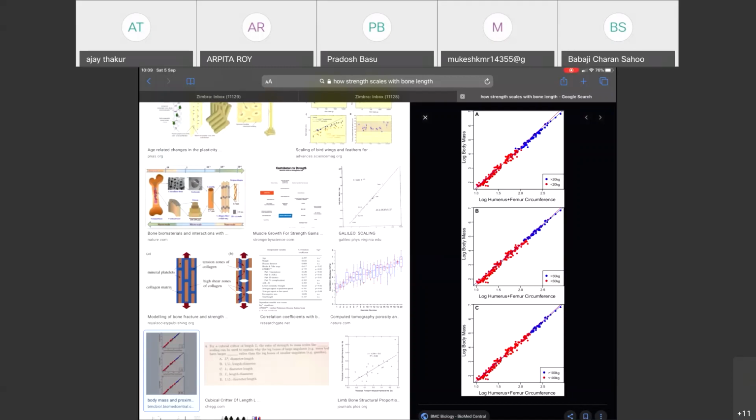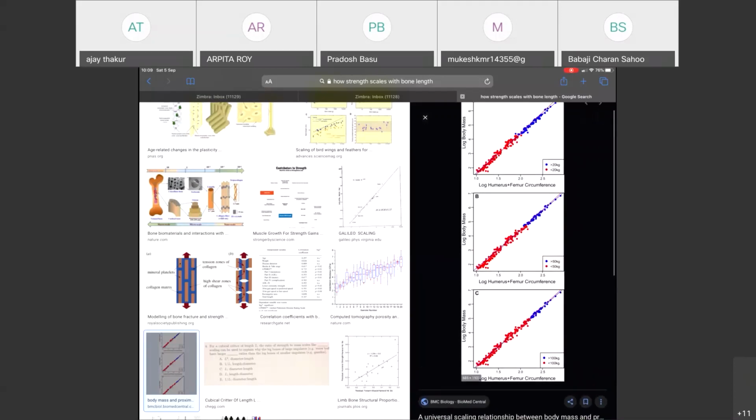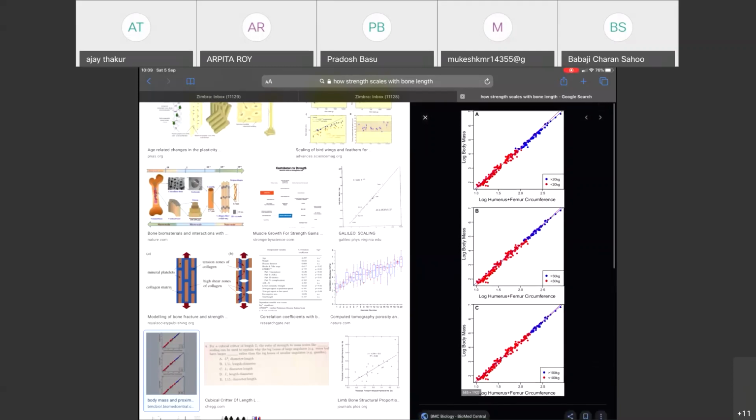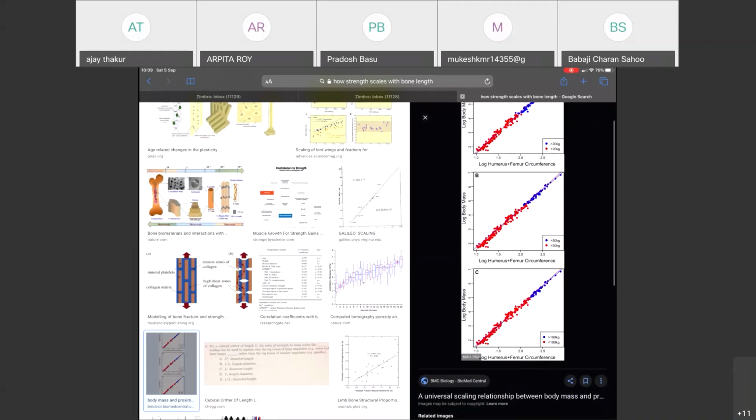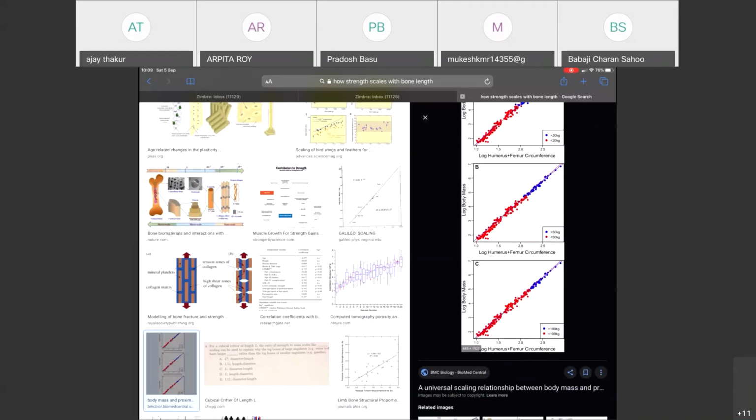Fine. And you see that for different types of organisms, irrespective of whether you are in the less than 20 kg or greater than 20 kg regime, or less than 50 kg, greater than 50 kg regime, or less than 100 kg and greater than 100 kg regime, right? That all scales linearly. Okay, and there would be an exponent.